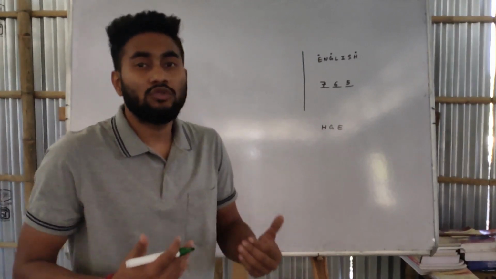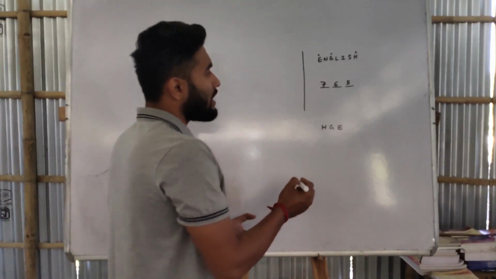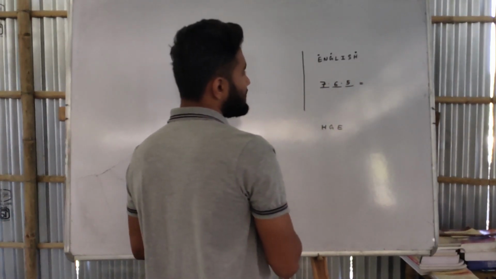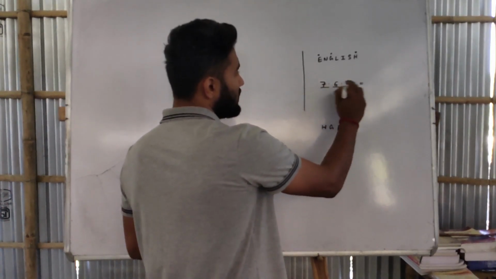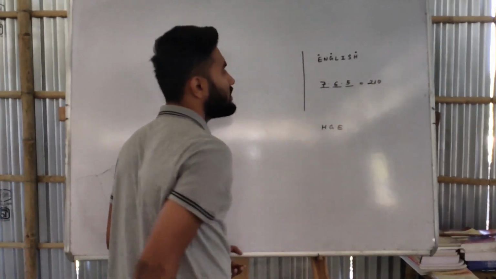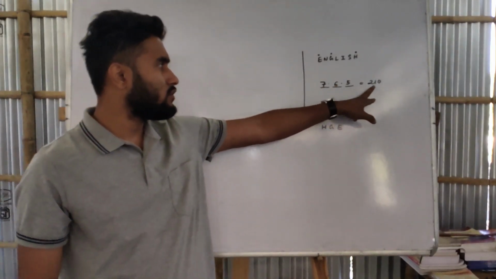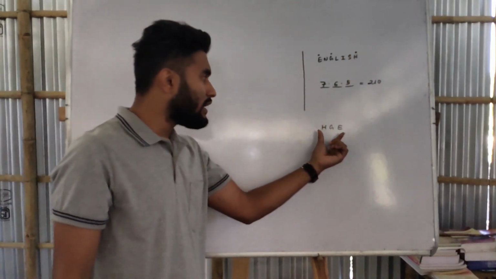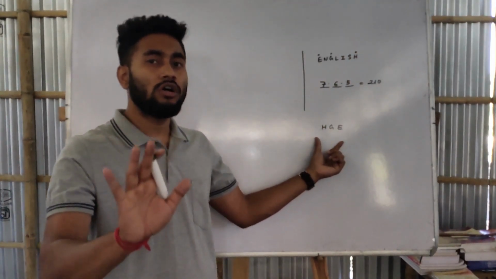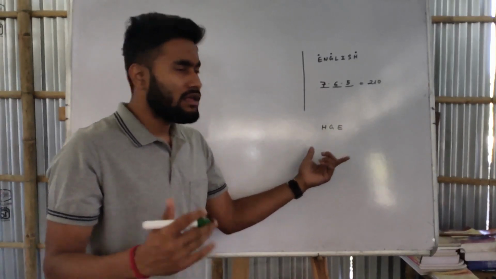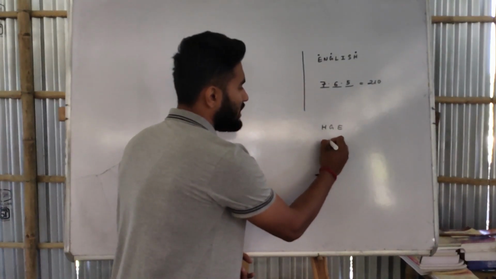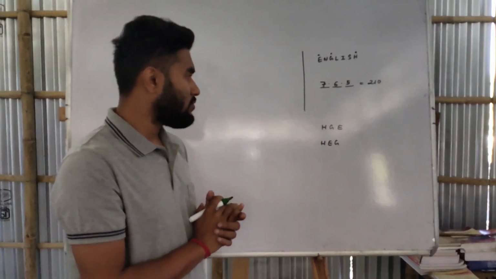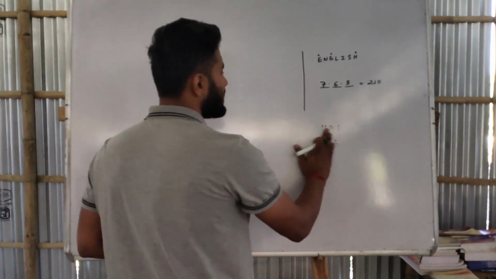So how many such words can I form? Using the fundamental principle of counting, 7 into 6 into 5. 6 fives are 30, 7 times 30 is 210. So 210 such words I can form. This is only one, HGE. Then another word, HEG. We can make 210 words. Understood? So now let us write the solution.